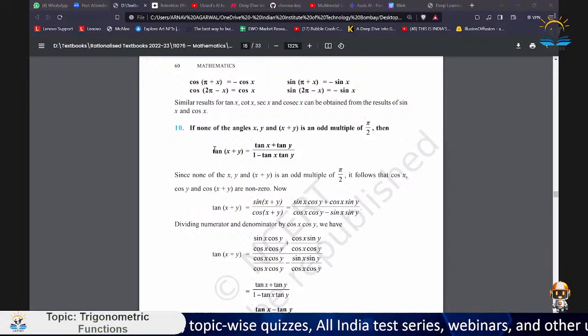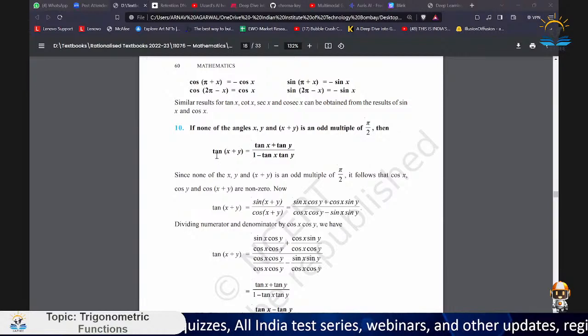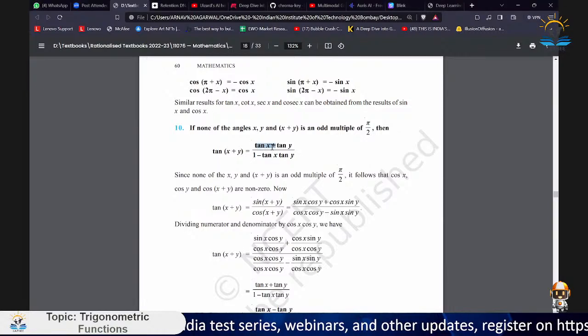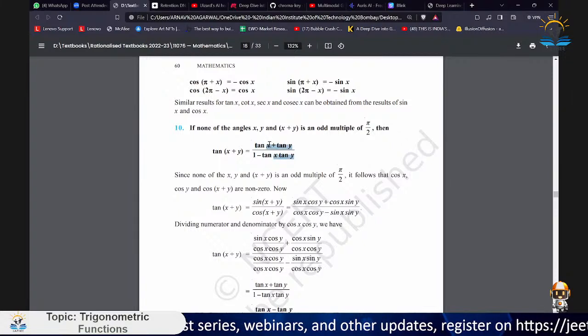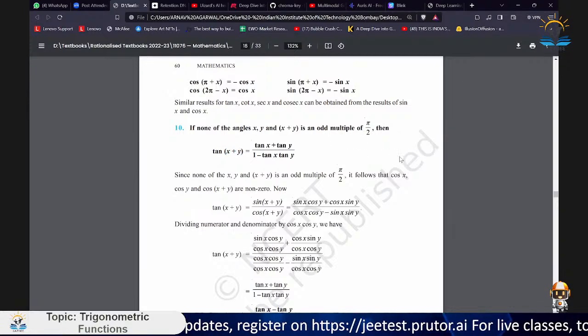One thing I was mentioning here is that we need to take care of the domain. Every trigonometric function that we are using, we are using tan x. So we need to take care of this domain, which is x should not be an odd multiple of pi by 2, y should not be an odd multiple of pi by 2, and x plus y should not be an odd multiple of pi by 2. We need to take care of this.